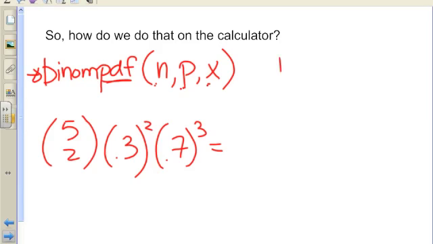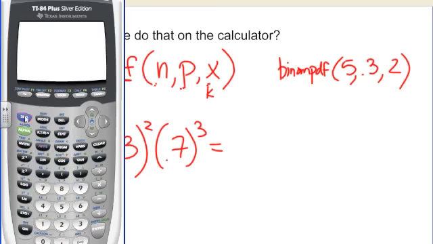So when we type this in our calculator, N is the number of trials. There are 5 M&Ms. P is the probability we get a speckled one. And X is like K in the formula. It's how many we're looking for. All right, so I want to show you where to find that.